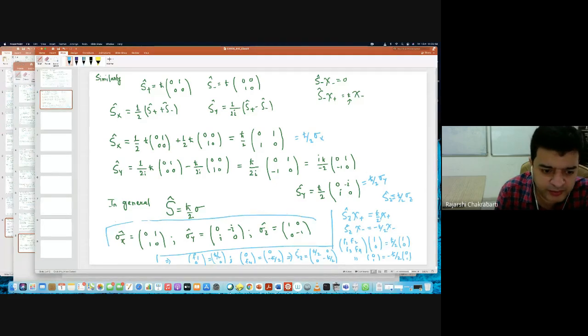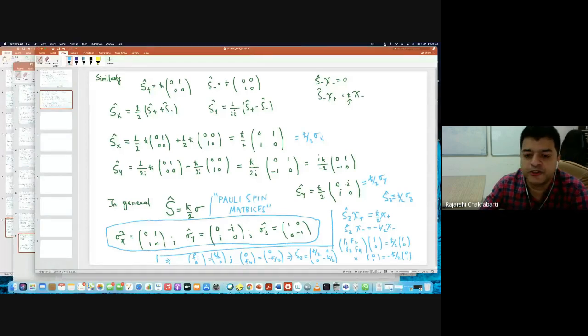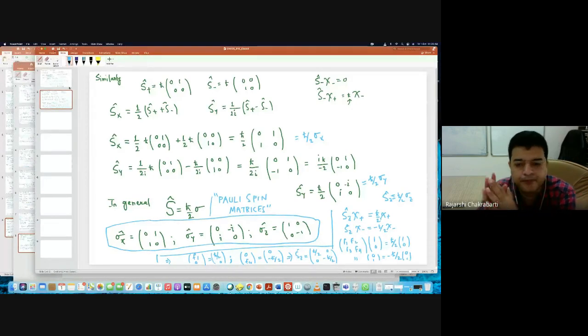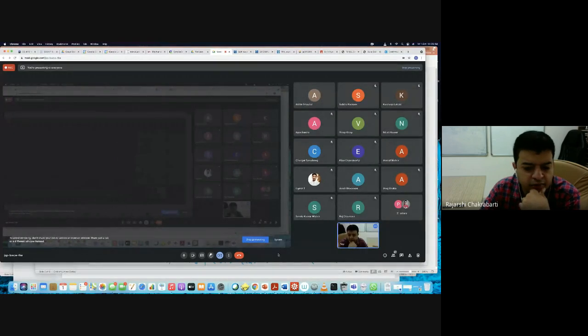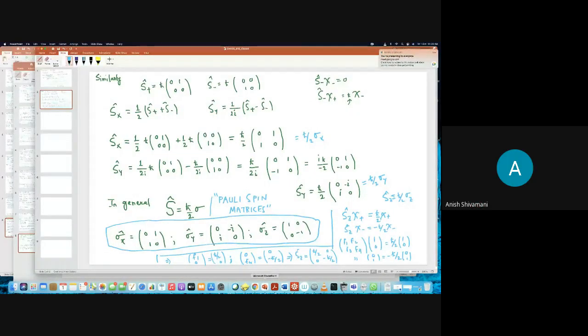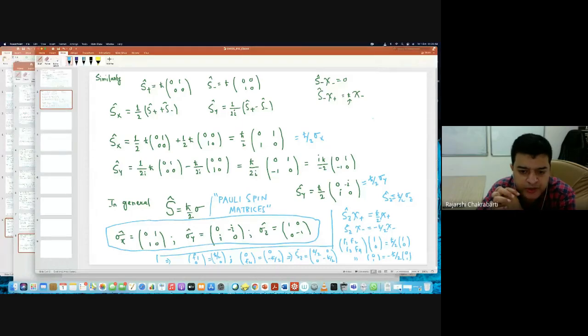You know the name? Anyone? Anyone knows the name? These are called Pauli Spin matrices. How many of you knew about it, Pauli Spin matrices? Anyone has a question I can ask? Am I audible? Any problem? Yes, sir, you are audible. So how many of you knew about it, the Pauli spin matrices?